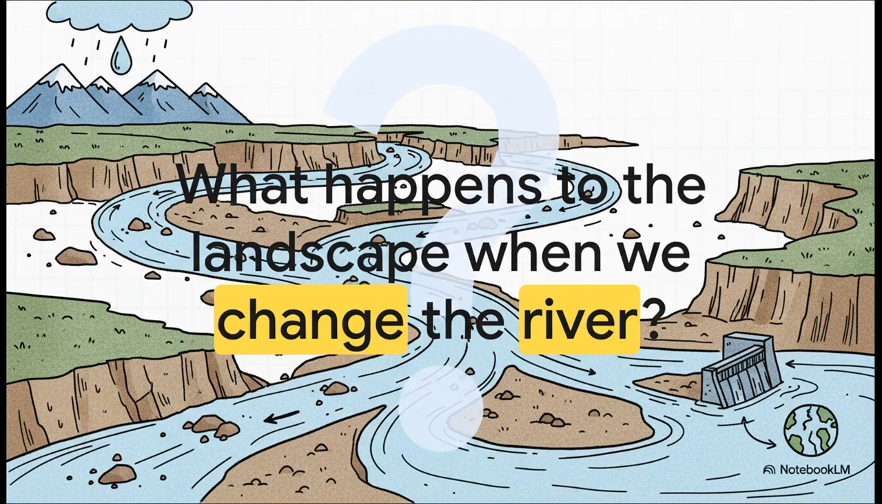If rivers are the architects of our landscapes, what happens to that delicate balance when we decide to change the river? Thanks for joining us.